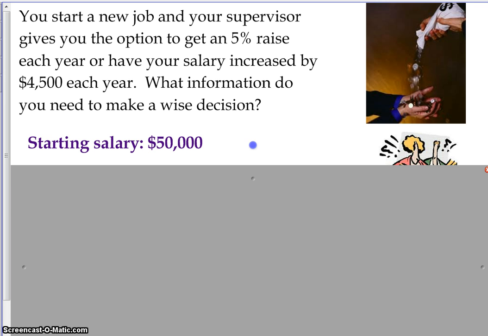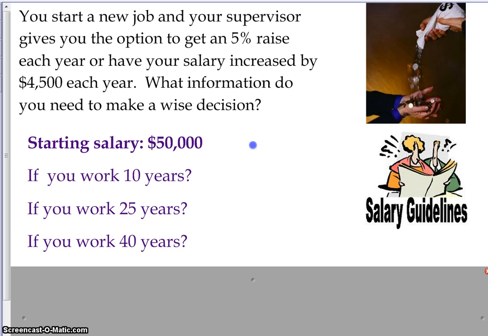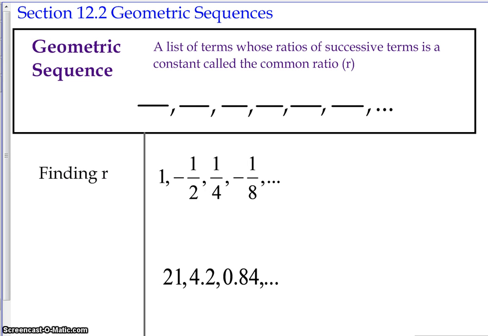And hopefully by the end of class today you'll understand how to solve this. I want you to tell me, if you work 10 years, which is the better option? If you work 25 years, and then if you work 40 years. Of these, which is the better option, a percent raise or increasing it by a set amount each year? We're going to come back to this if we have time, and I'll show you how to solve this after we get some information.